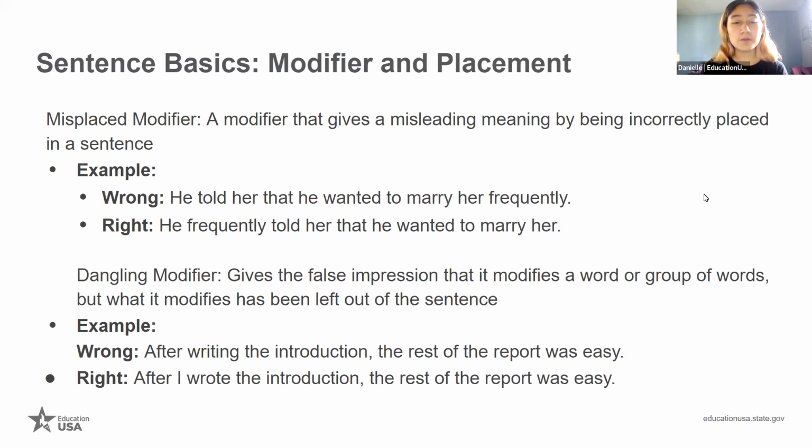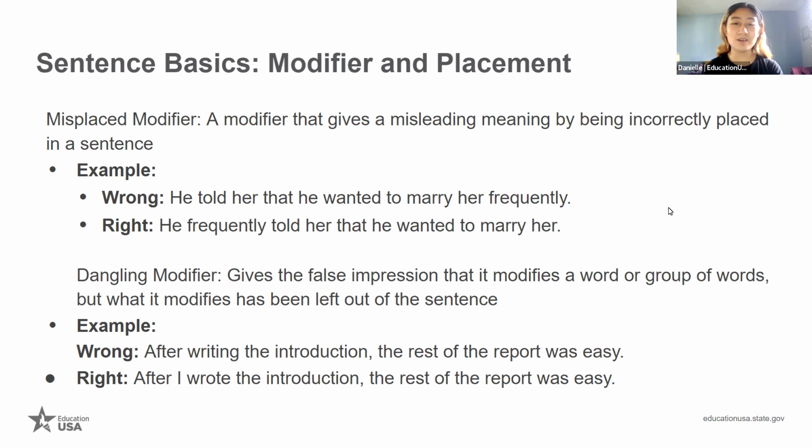So here's misplaced modifiers. Honestly, I'm not the best at this one, but I think we have some good examples here to help you guys. So what is a misplaced modifier? It's a modifier that gives a misleading meaning by being incorrectly placed in a sentence. Okay, you guys might see what I mean. Let's read the wrong one first. "He told her that he wanted to marry her frequently."